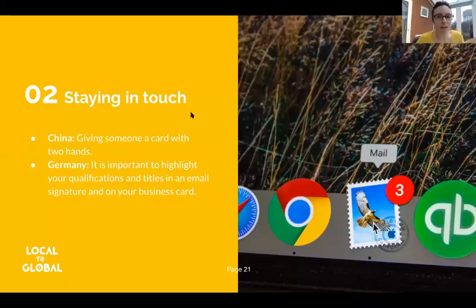Okay, so when it comes to staying in touch in China, as you probably know, they love their business cards, and it's common to give someone a card with two hands. It's recommended to have English on one side and Chinese on the other side, and present it with the Chinese language on top. And for example, in Germany, it's quite important to highlight your qualifications and titles, for example, in an email signature or on your business card, just because they're quite hierarchical, but also they put a lot of emphasis on experience and qualifications as well.